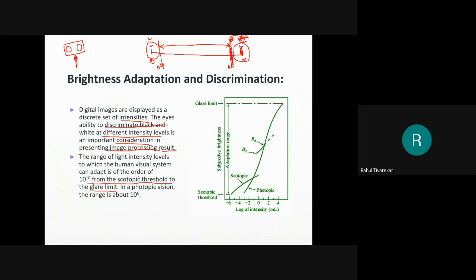The meaning of this is, scotopic threshold means the level at which a person cannot even see anything, and the glare limit is where a person cannot discriminate between the full bright and full dark color which is available at a time in the scenery, and because of that he cannot actually perceive what the scene is.